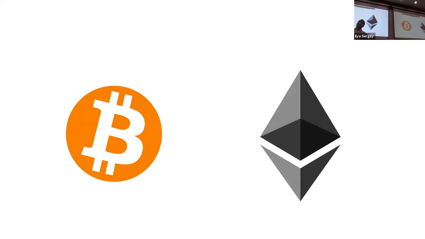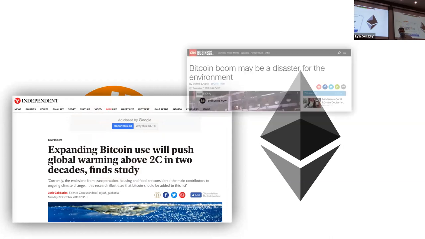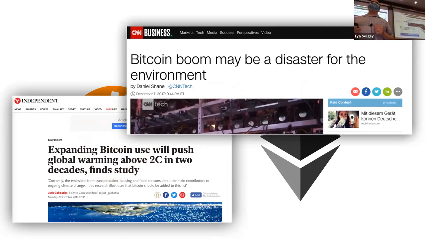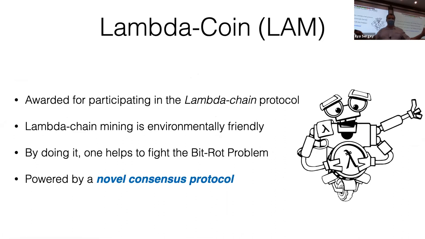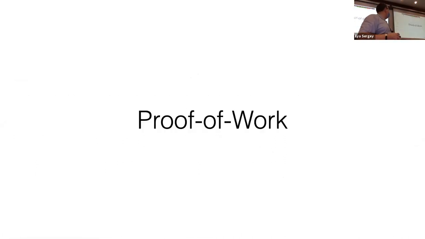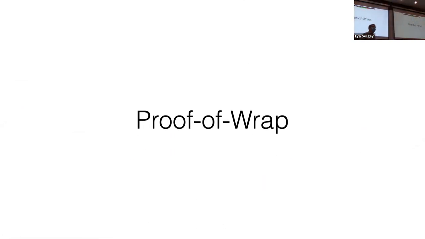The funny part is that it was about the week when there was lots of news about how cryptocurrencies are ruining the world and hitting the atmosphere, which is all valid. So we said, okay, fine, we are making our own currency, Lambda coin. It's going to be a green currency that doesn't require any heavy mining, no proof of work. Instead, we are going to use a new protocol called proof of wrap. So what's the idea here?